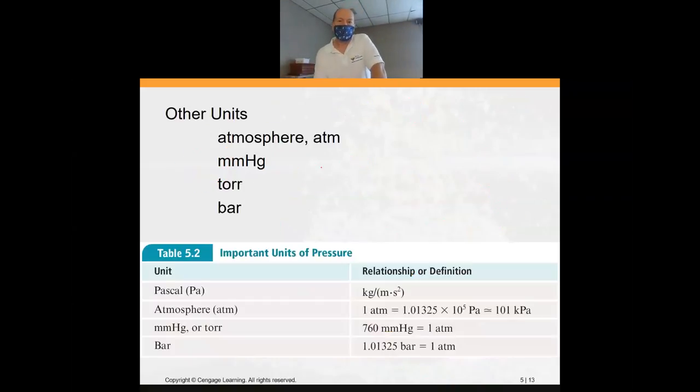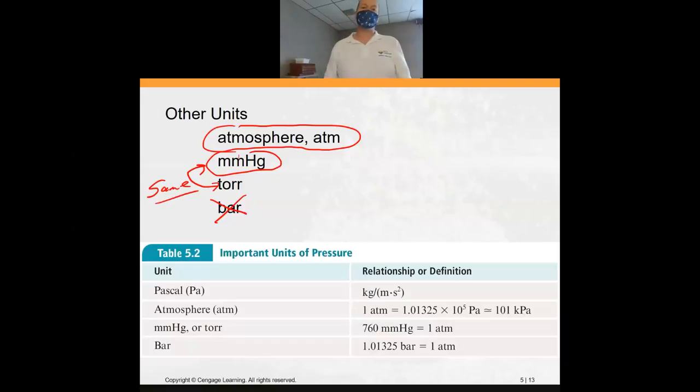Here are the units that we are going to use most often: the atmosphere and millimeters of mercury. We are not going to use the bar very often at all. Torr will be used, but millimeters of mercury and torr are exactly the same. If you don't like torr, it's the same thing as millimeters of mercury: 1 millimeter of mercury is 1 torr. Pascals are used sometimes, but not very often. So these are the two units that we are going to use all the time.